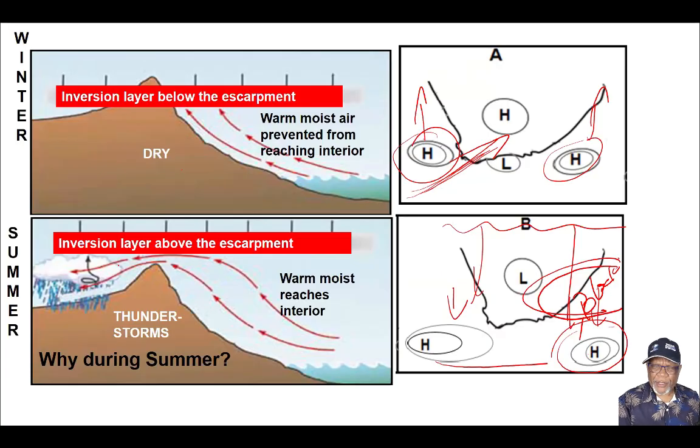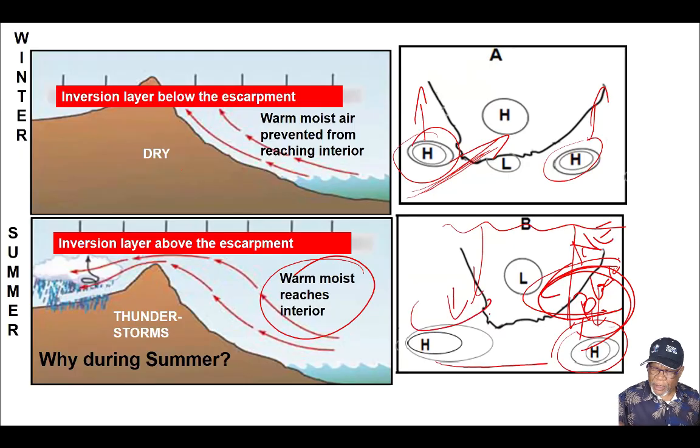Now, what do we have here? We have the cross section. So we can see the warm, moist air is able to reach the interior. So this will be the moist air that is reaching the interior as your northeast winds there. And then we have cold, dry air as your southwest winds there.